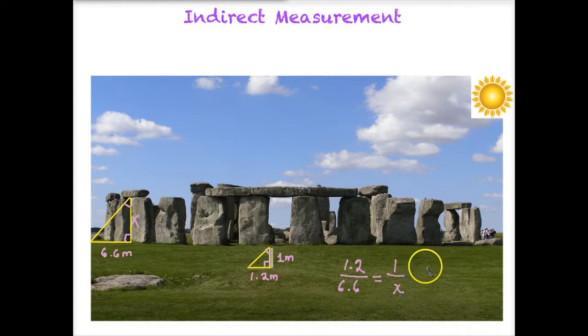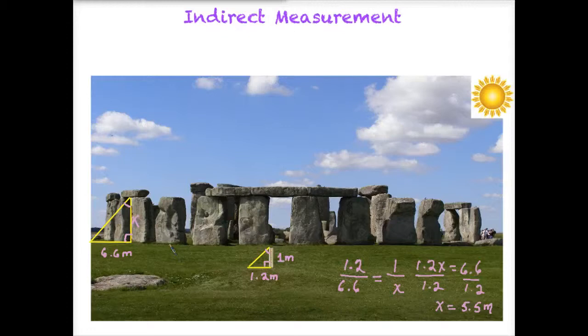Once we have our proportions, we can just cross multiply. 1.2x equals 6.6. Divide both sides by 1.2. 6.6 divided by 1.2, if you put it in your calculator, you will get 5.5 meters. So now you've used similar triangles in order to help you find the height of that stone. The nice thing about this is you can use that to find any height, the height of your school, the height of the Eiffel Tower. It's a very convenient way to find the height.